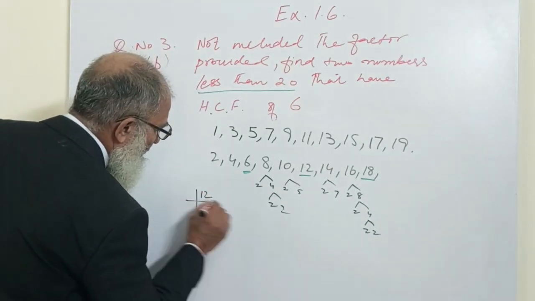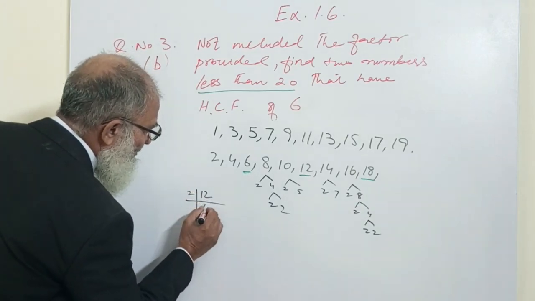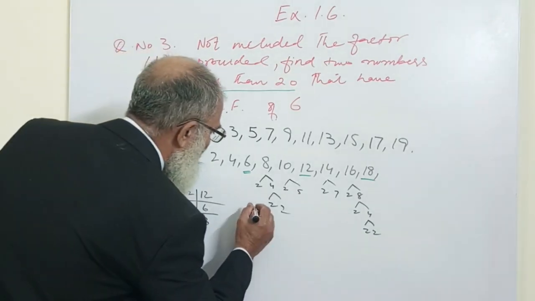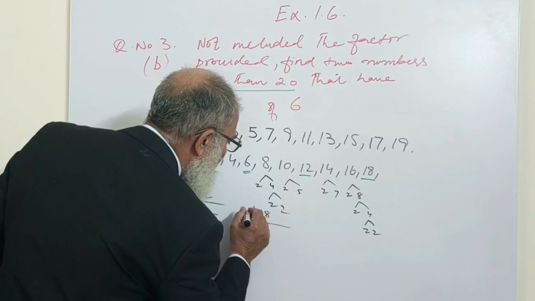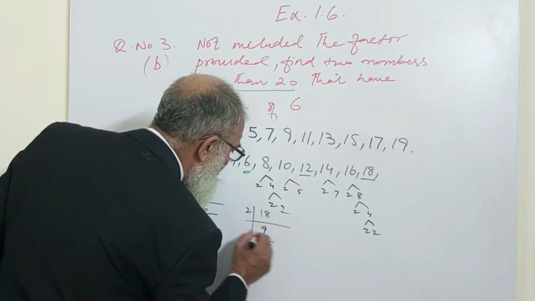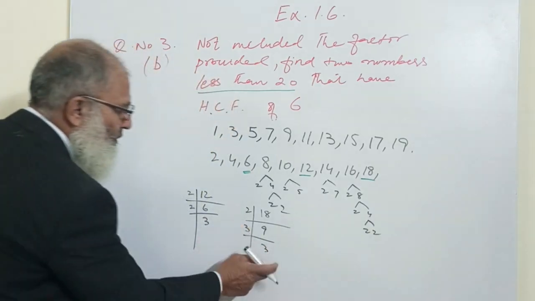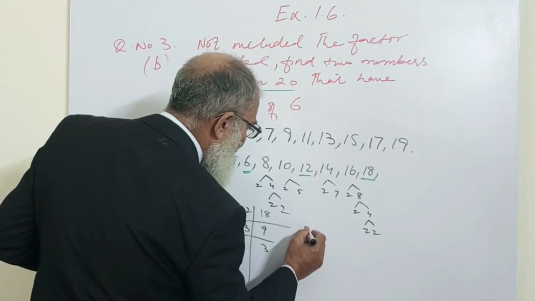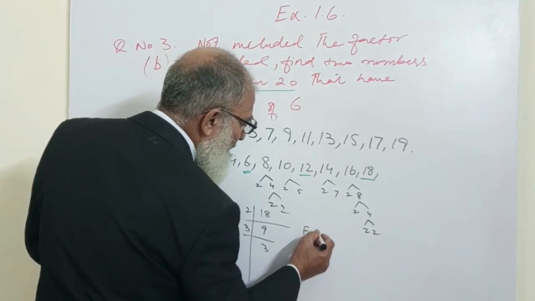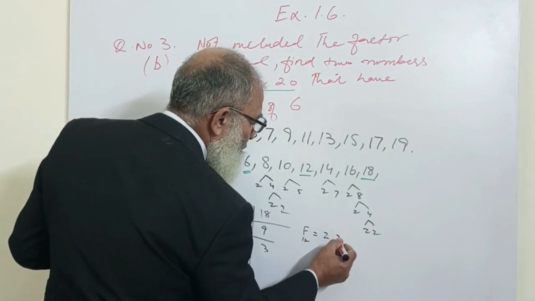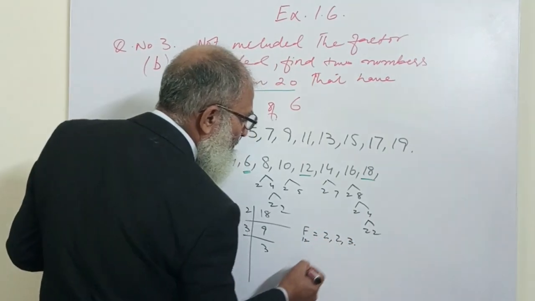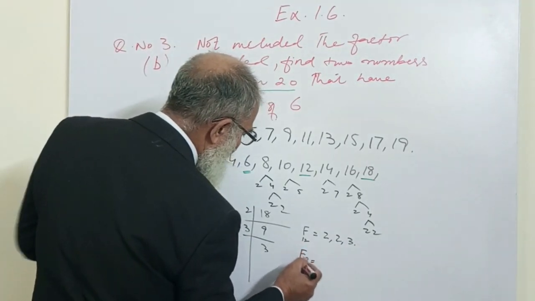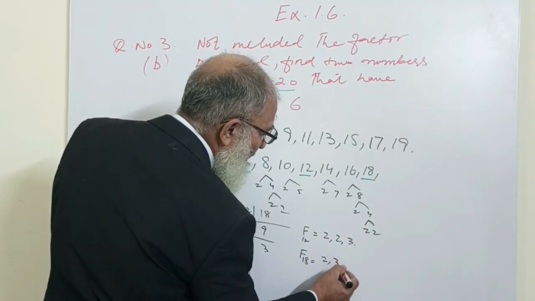12 is 2 times 6, 2 times 2 times 3. I got 3 over here. 18 is 2 times 9, 3 times 3. So I got 6 over here. So what I write here: F12 is 2, 2 and 3, and for F18 I write 2, 3 and 3.